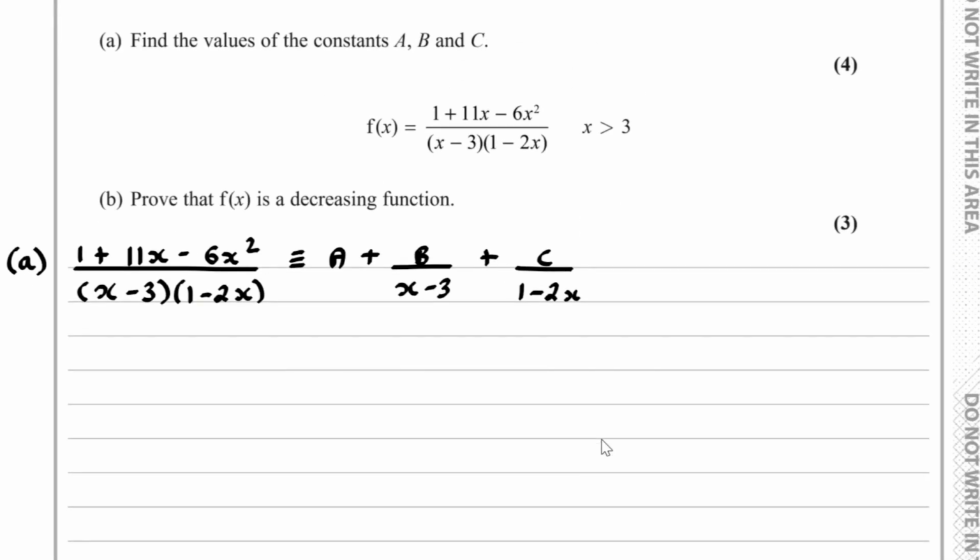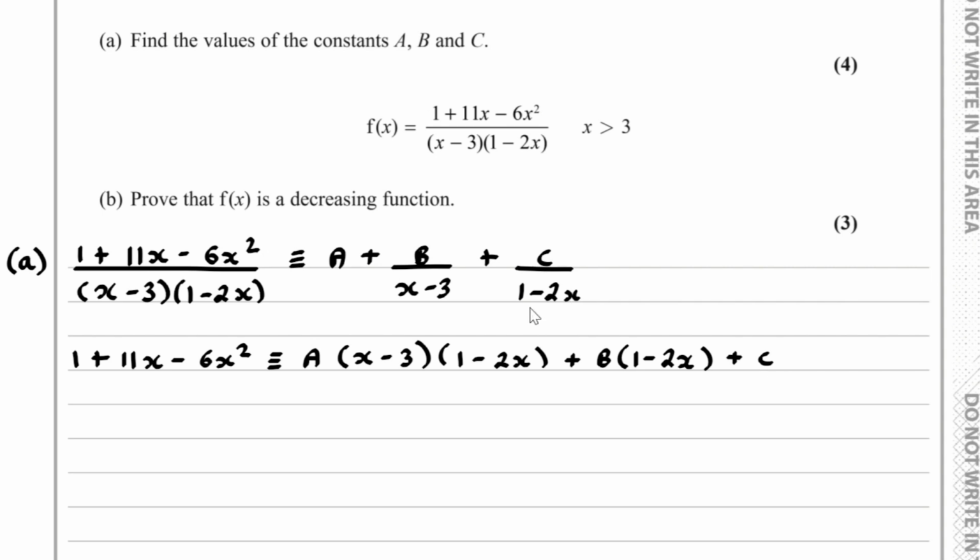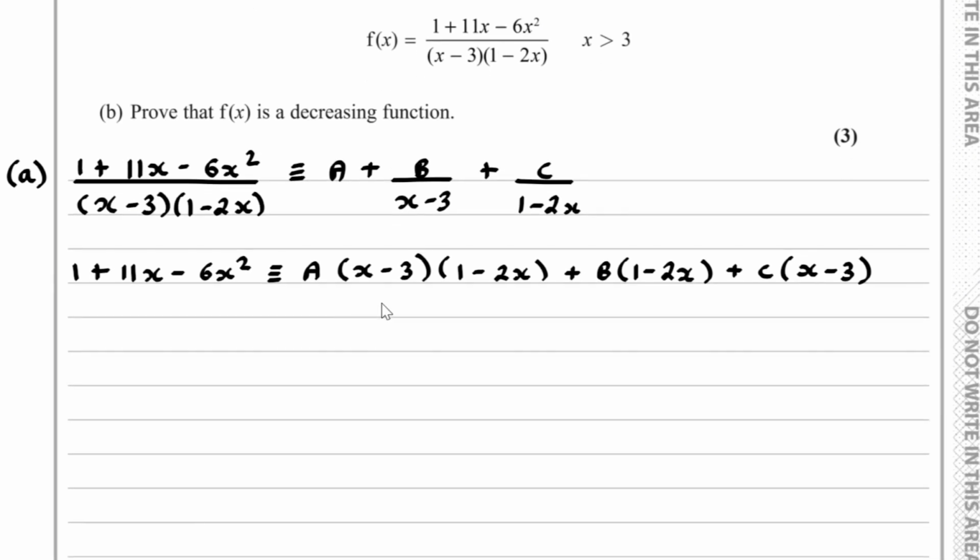And if I multiply through by x minus 3 and then 1 minus 2x, we end up with 1 plus 11x subtract 6x squared being equivalent to a times x minus 3 times 1 minus 2x plus b times, well, if I times by x minus 3 and the 1 minus 2x, the x minus 3's cancel, leaving me with 1 minus 2x. And with the c, the 1 minus 2x's cancel, so I've got x minus 3. Now, to find the values of a, b and c, we can substitute in different values of x.